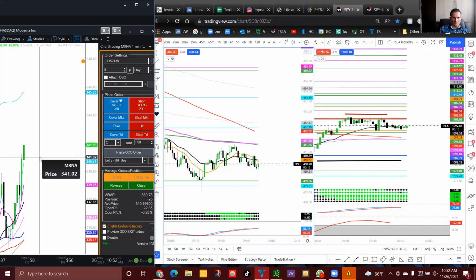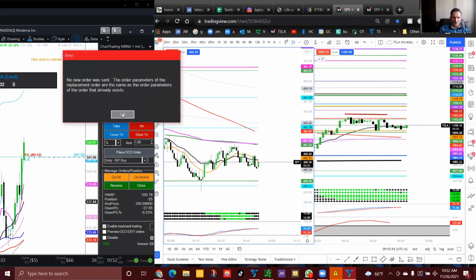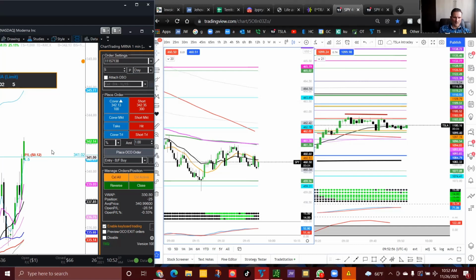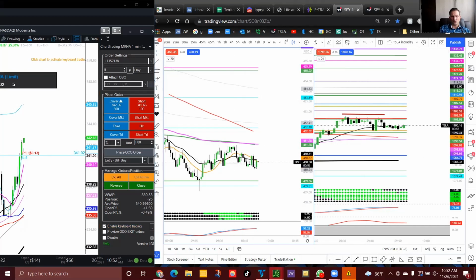Now, prime example here: you accidentally entered at 340, you didn't realize that it tested it 4 times, and it runs up to the 342 liquidity. Again, you have to be ready to add there. And in this case, looking to take your break even or a small profit back to 340, or add at 345, just below the 345 liquidity.